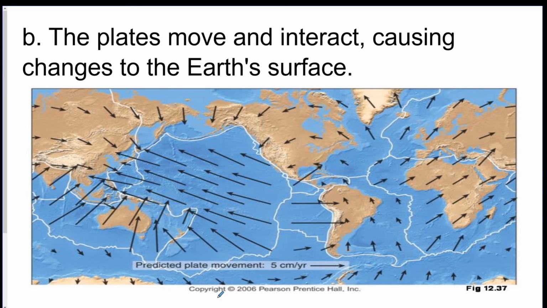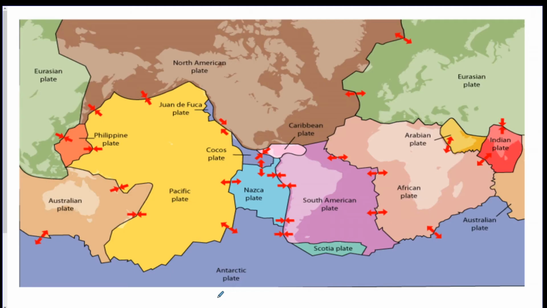So these plates are moving all different ways. And when they hit into each other or spread out from one another, they create different things on the surface. So they're all moving in random ways. You can see this picture, another picture of the arrows. The arrows show which way they're moving.